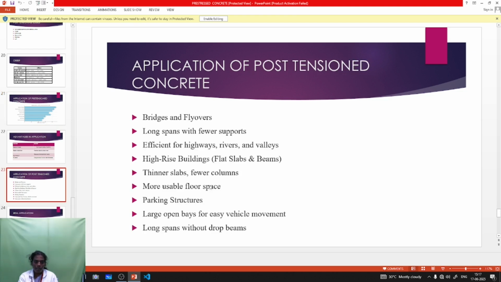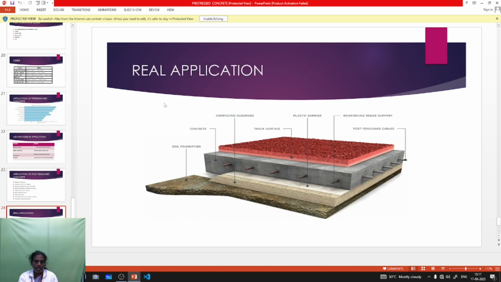So the application is the same as the real application. To apply this structure, first is the soil foundation, then the compacted substrate, then concrete, then plastic chairs for the reinforcement support.